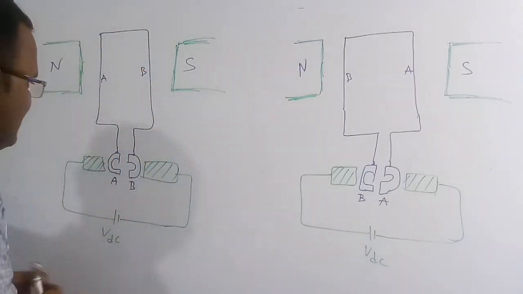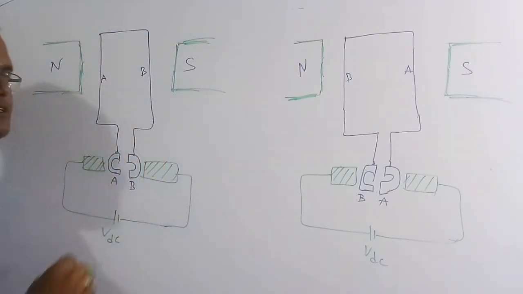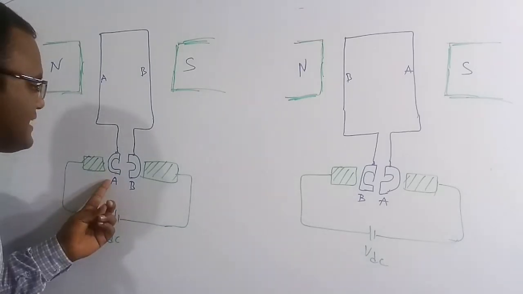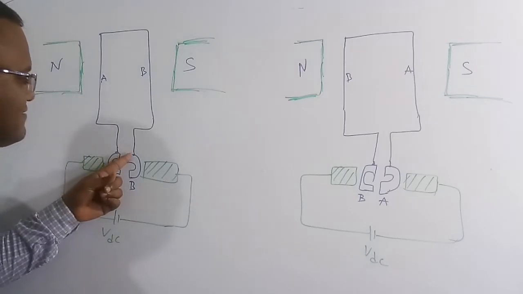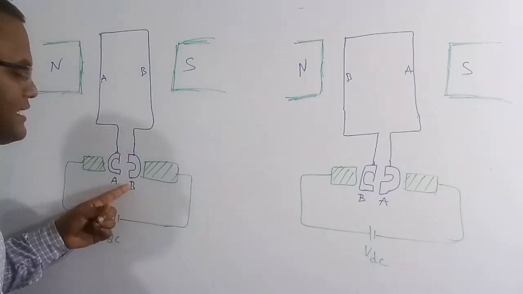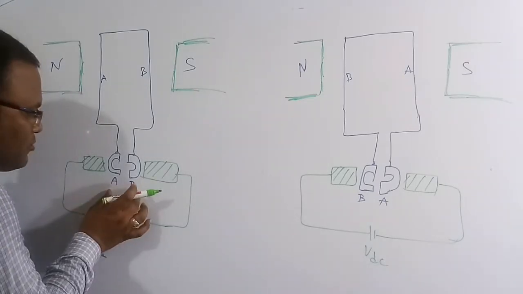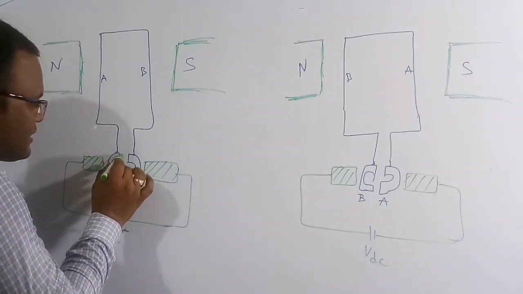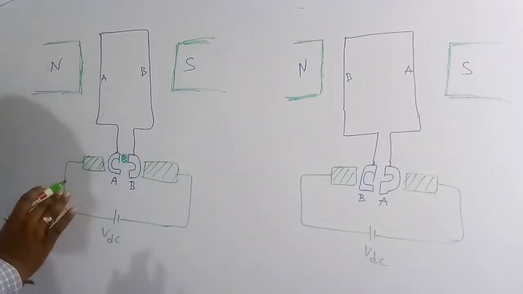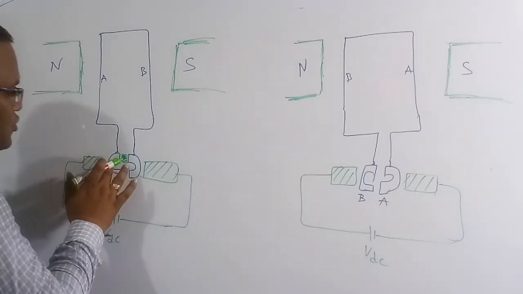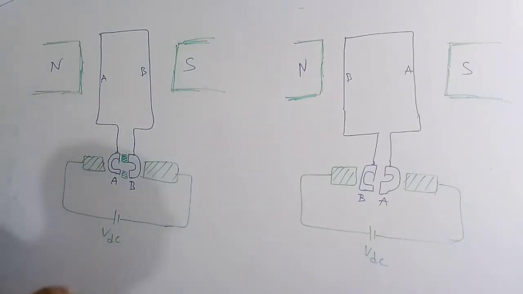This single turn of wire is the armature conductor. This end is soldered to commutator A and this end of the wire is soldered to commutator B. So these are called the commutator segments. Between these commutator segments there will be a small amount of insulator to make an electrical insulation gap between the two commutators, so as not to make a short circuit.